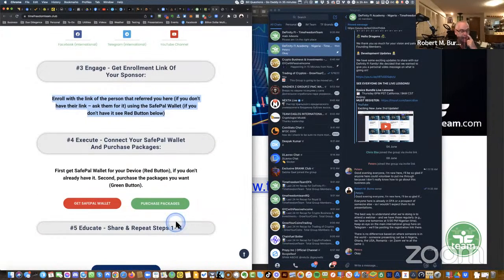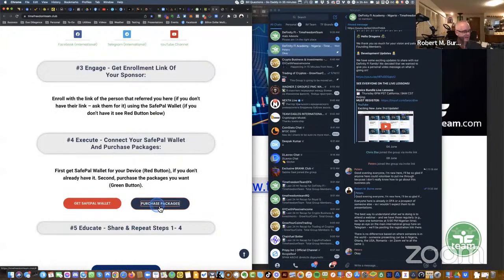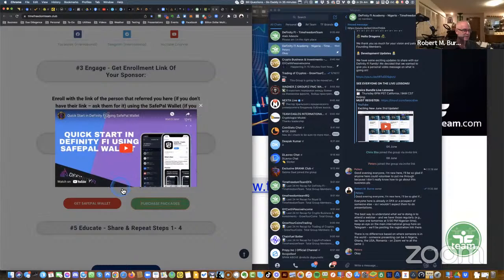Then the 4th step here is go get your SafePal wallet set up. You've got to get your BNB coins, however you do that. If you have a Binance account, or KuCoin, or lots of other exchanges out there that have the BNB coin, you send it over to your SafePal wallet. Here we have the links to Google Play Store and the iPhone App Store. And then over here, once you have your BNB in your SafePal, you're this far away from the goal line. Click over here, and this is how to purchase the different packages and how to create the connection between your SafePal wallet, your DApp, and the DefinityFi site.